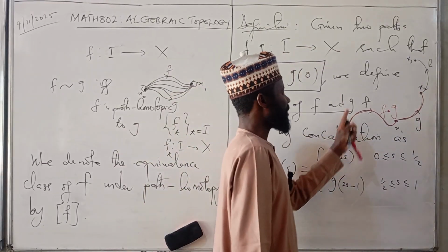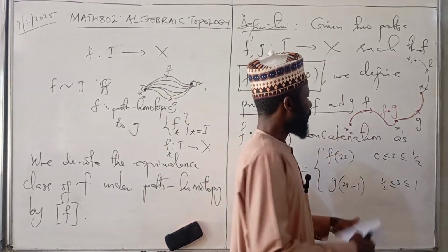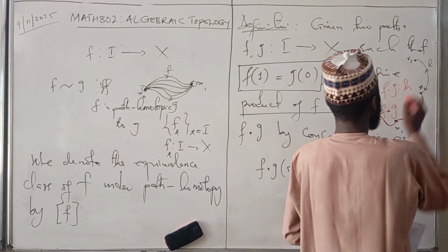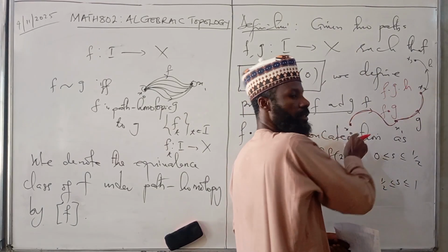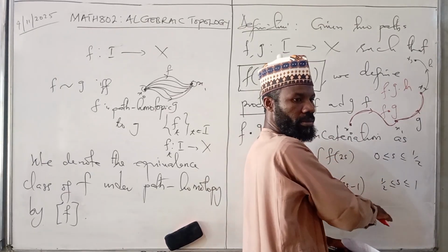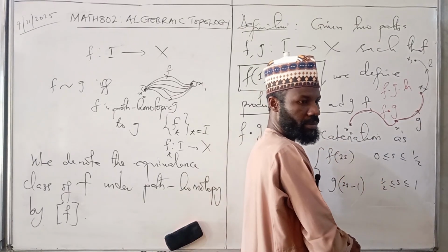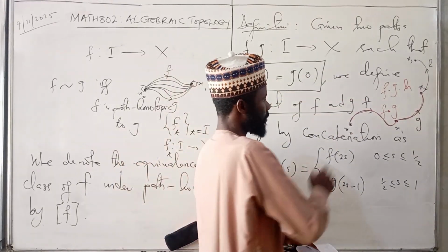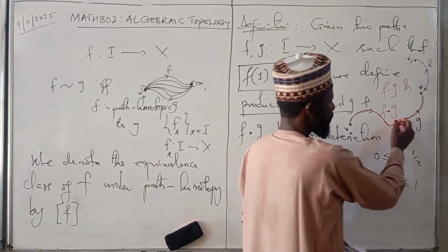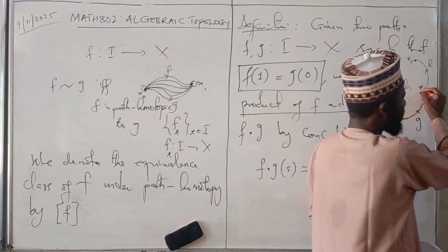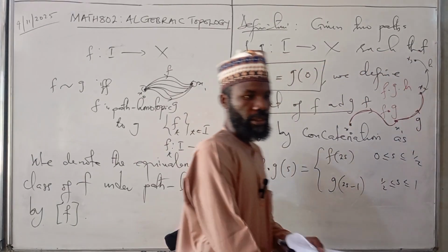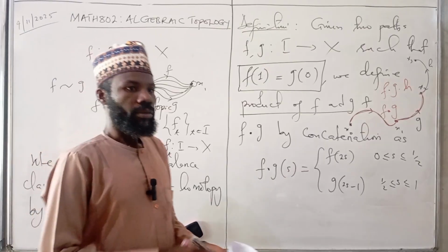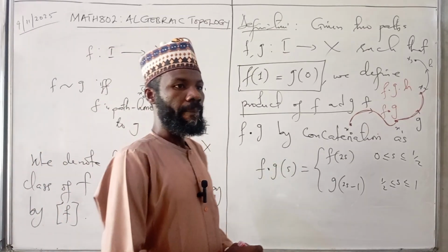But this time around, if you want to define f times g times h, you divide the interval into 3. So the 1 hour time interval, you divide into 3. Are you following? 1/3 of the time for the first, the next 1/3 for the second, and the last 1/3 for the third. You can do it that way.